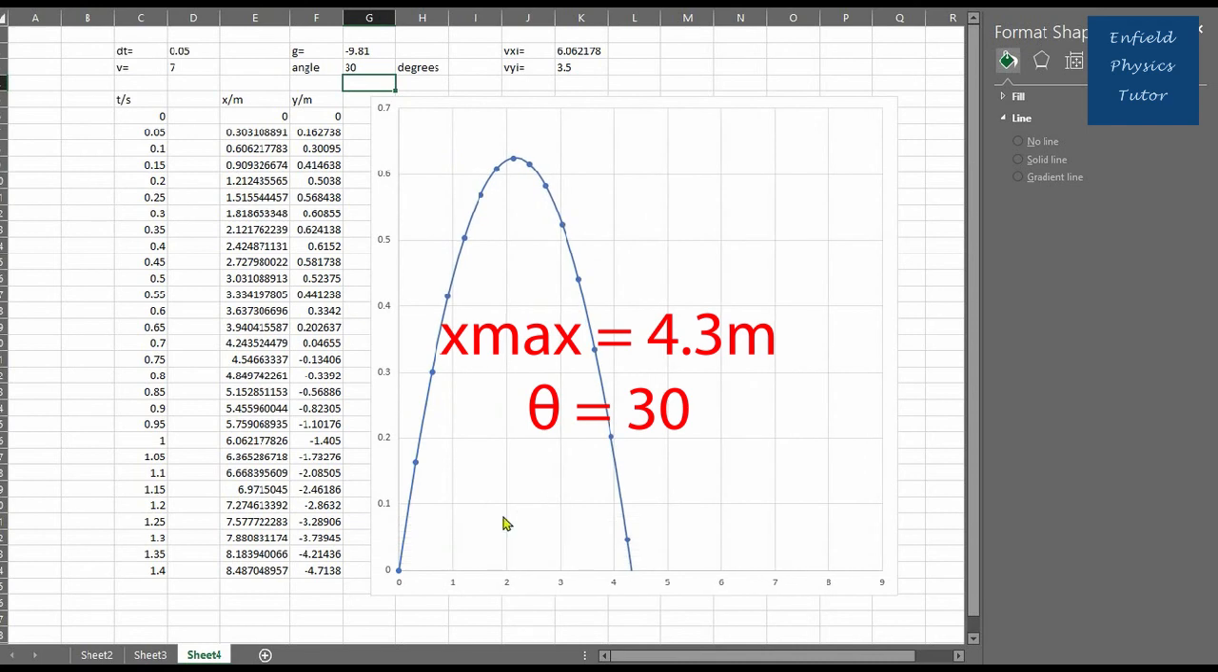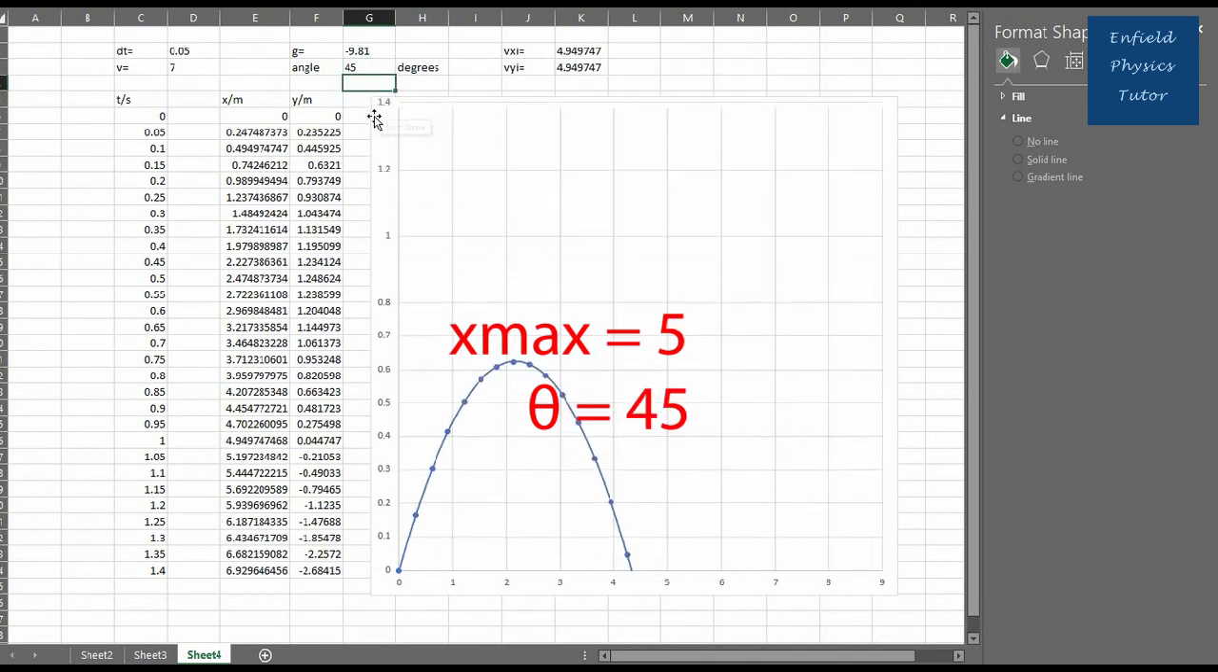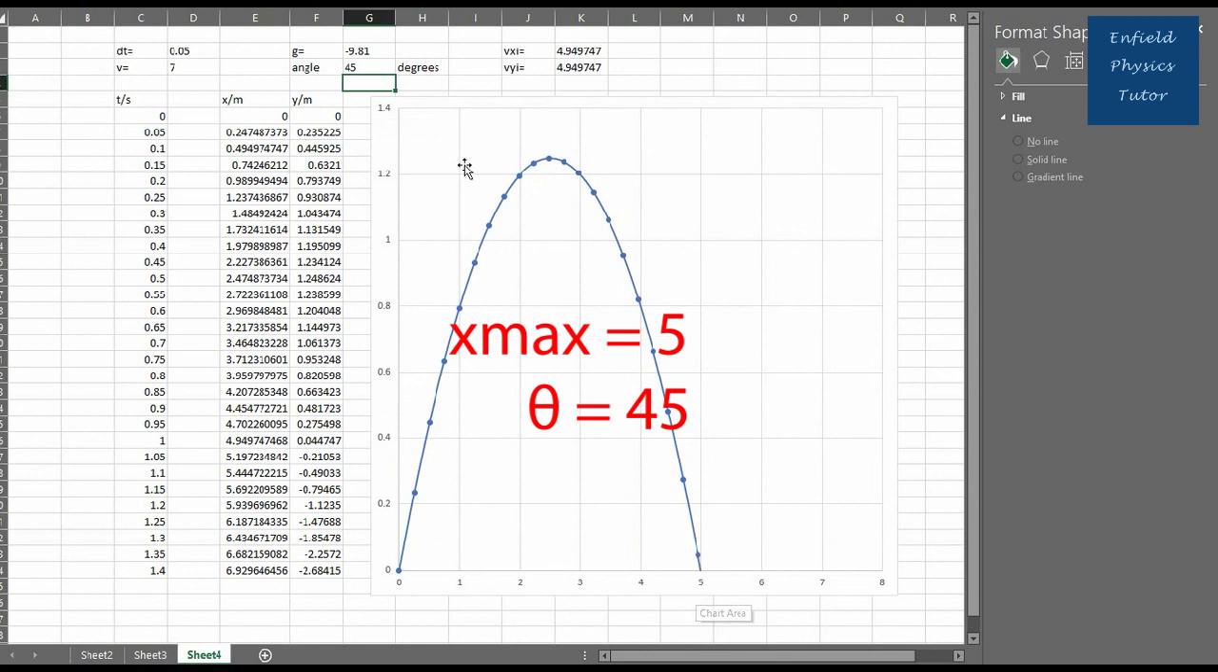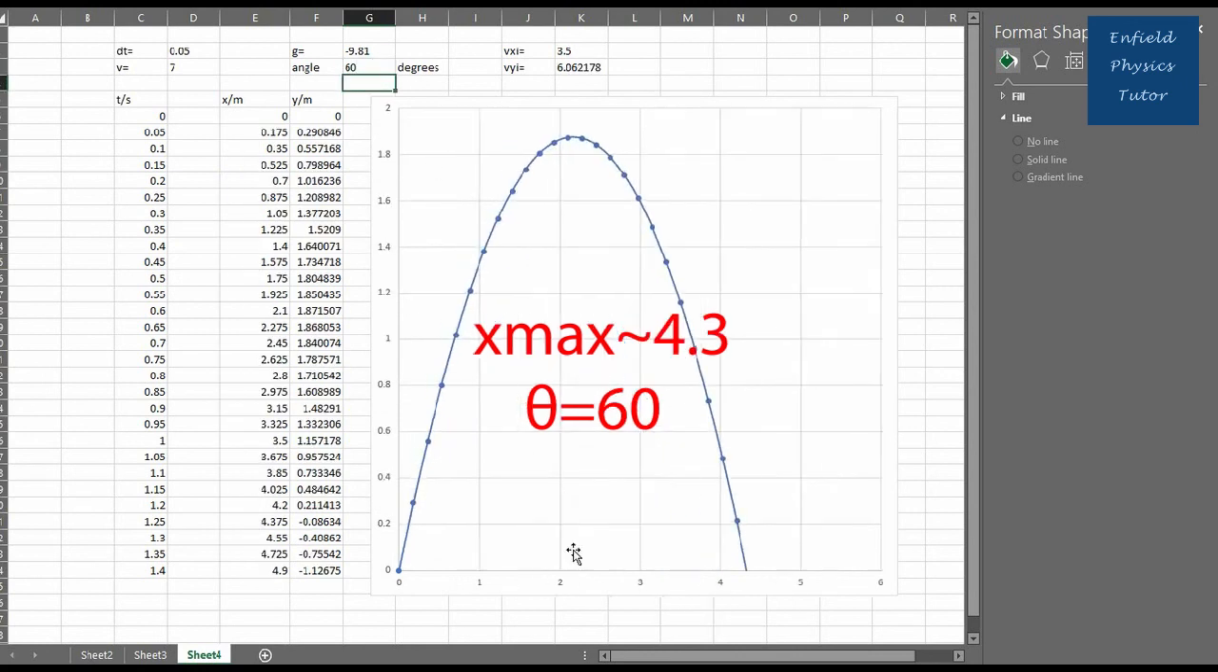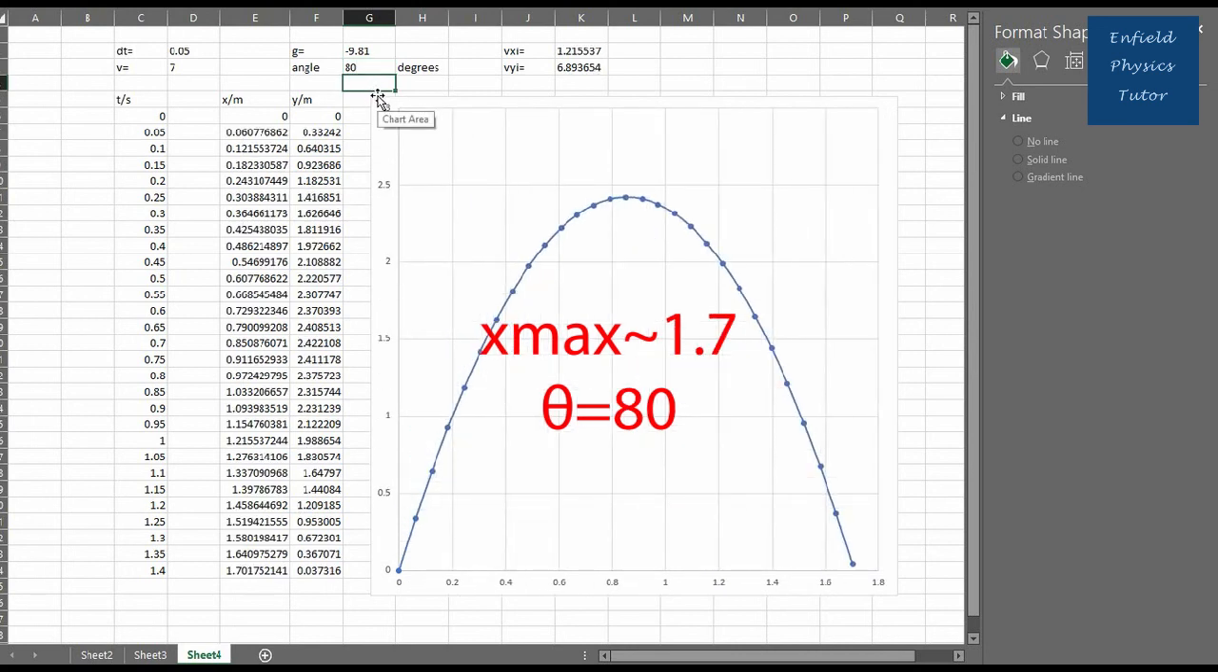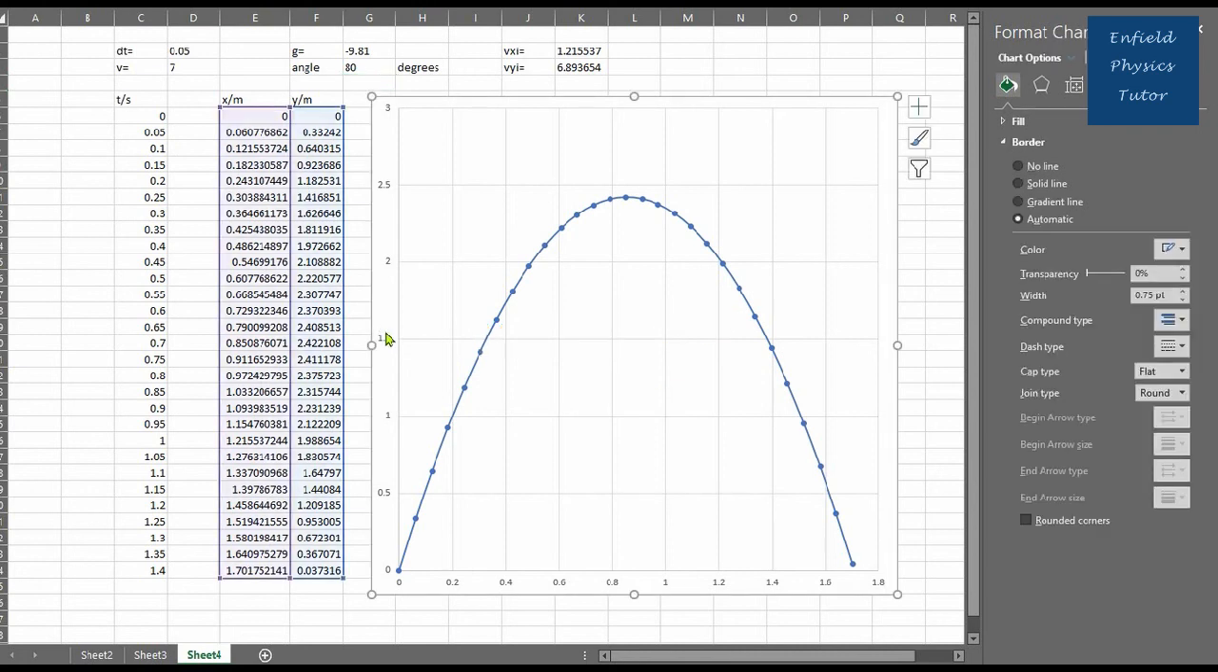Next up we'll try 30 degrees, and now the graph shows that the ball hits the floor at 4.3 meters. Next up 45, and it's crossing the axis now at 5 meters. Now we'll go to 60 degrees, 4.3 meters, and now one more at 80 degrees, and the graph shows us that the ball's hitting the floor at about 1.7 meters.